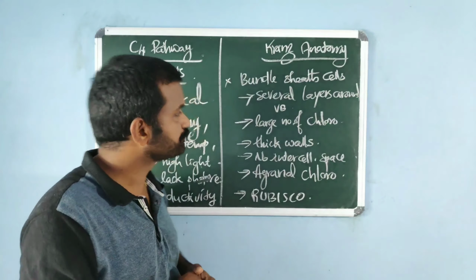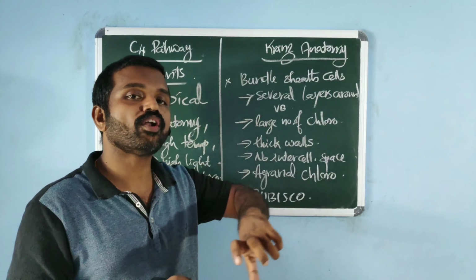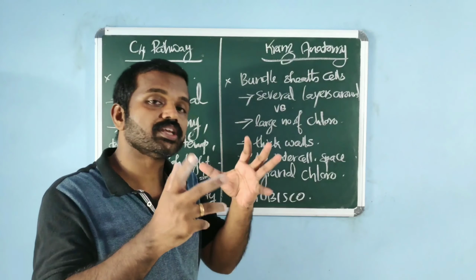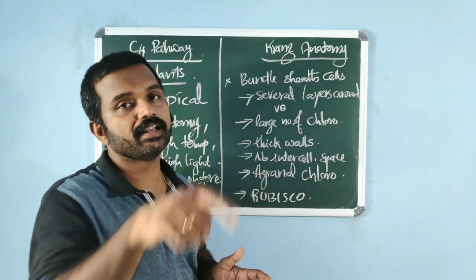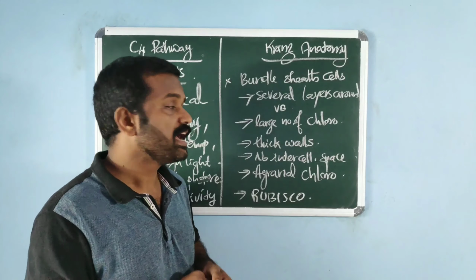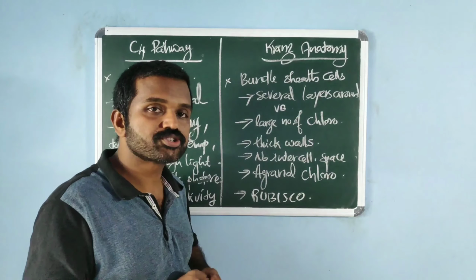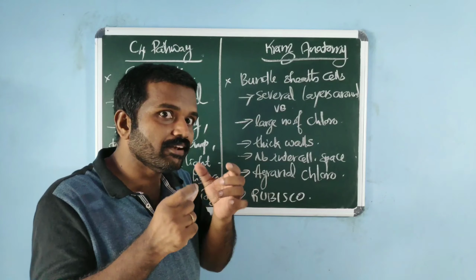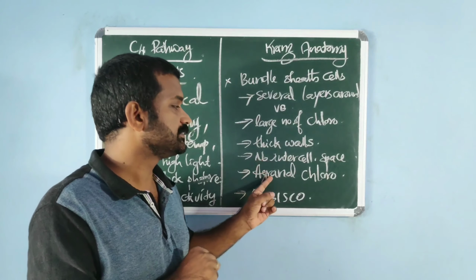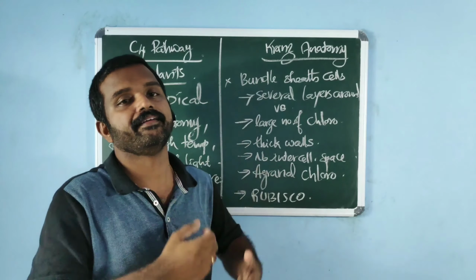Kranz anatomy. Kranz means wreath. It is the reflection of the arrangement of cells. Bundle sheath cells are actually large cells seen around vascular bundles. They form several layers around the vascular bundle. These cells are characterized by a large number of chloroplasts, and they have a thick cell wall. They have no intercellular space, and they have agranal chloroplast, that is, chloroplast without grana.